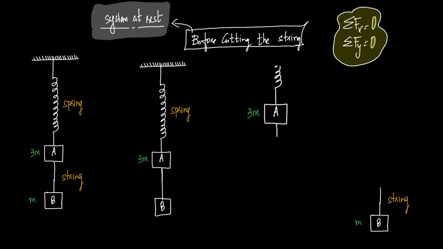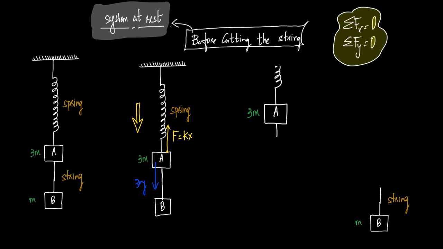So what are the various forces acting on A? We know that if the net elongation is downwards, the restoring force, or the spring force, would be F equal to Kx acting upwards. Next, we have the weight of the body acting downwards, which would be 3m into g.